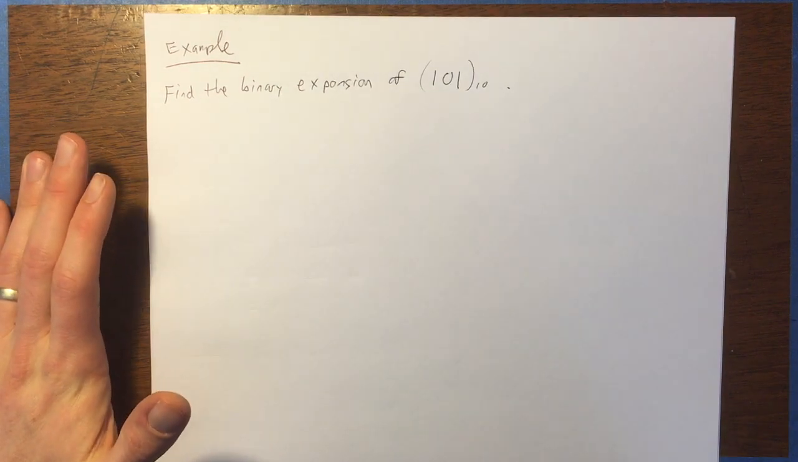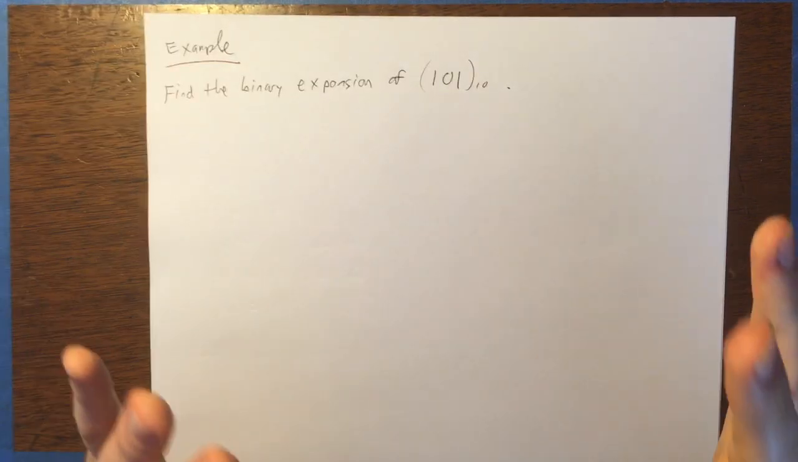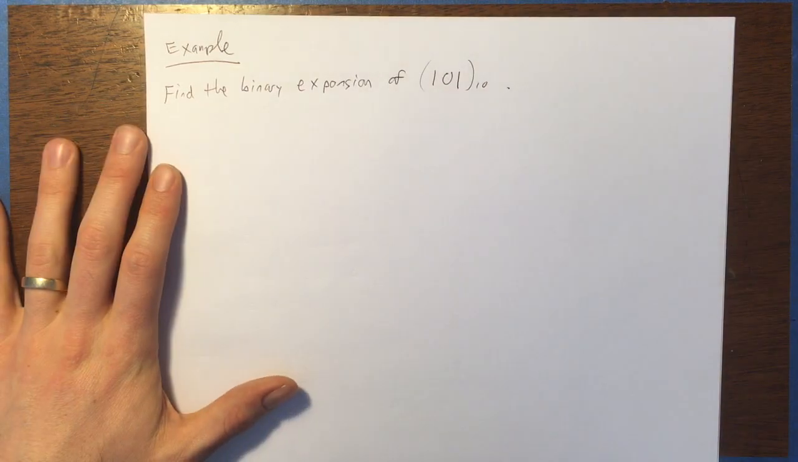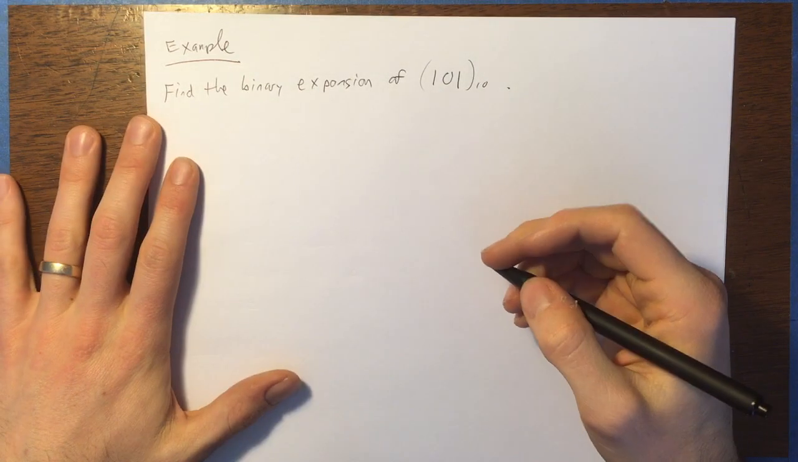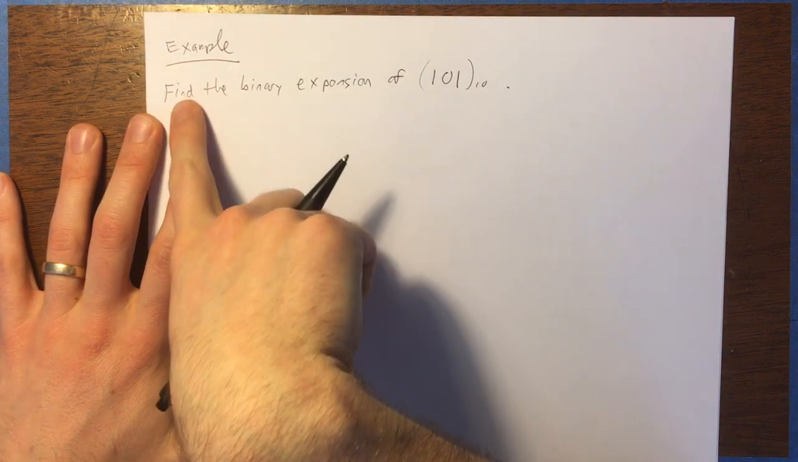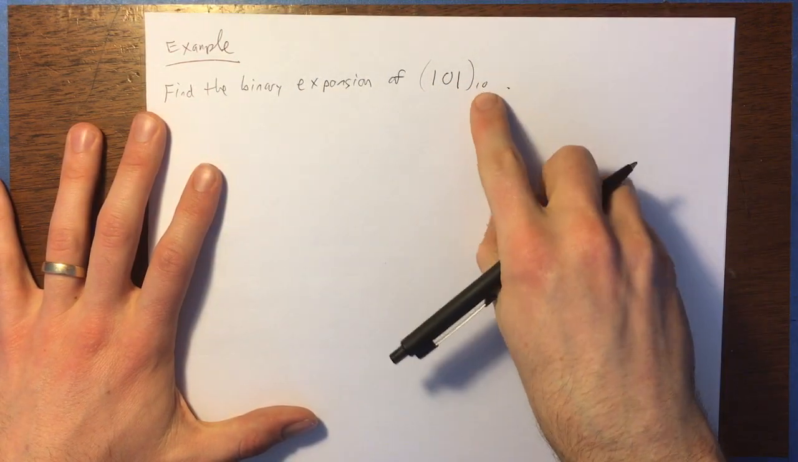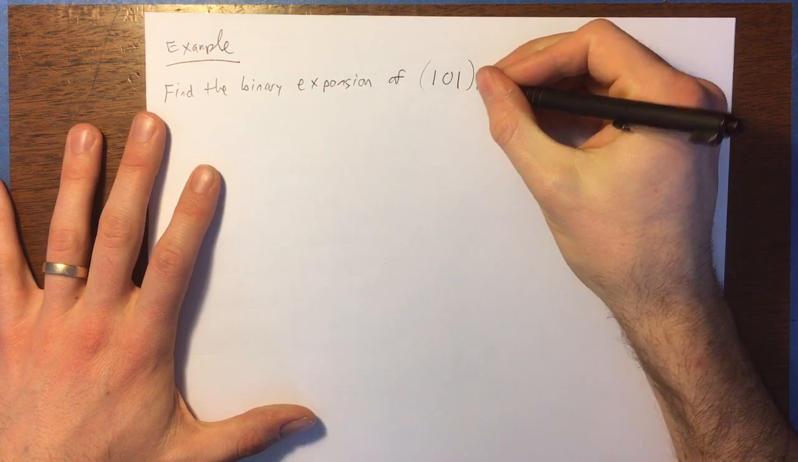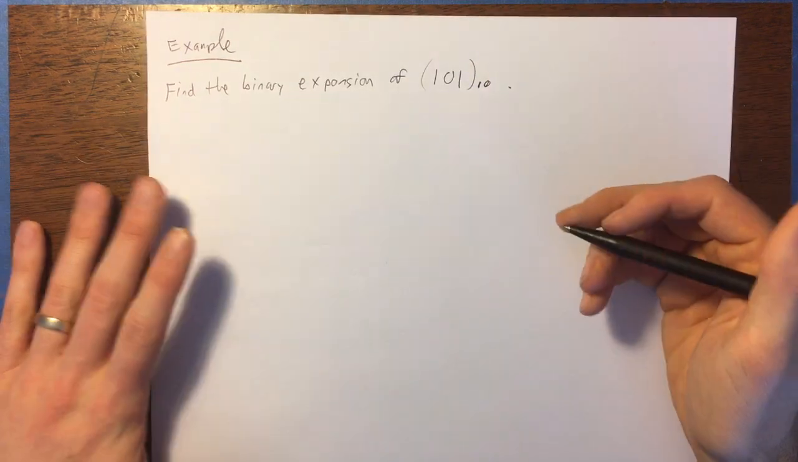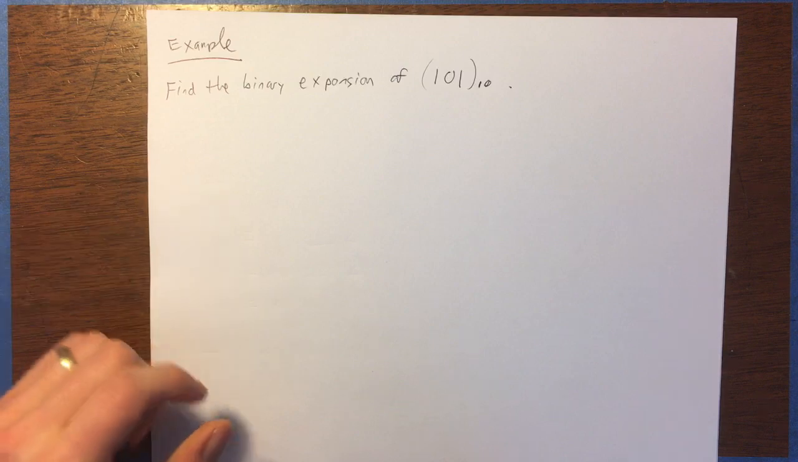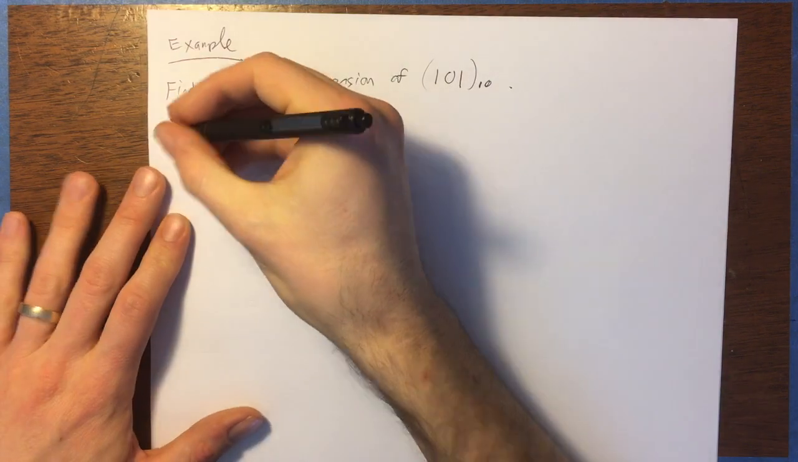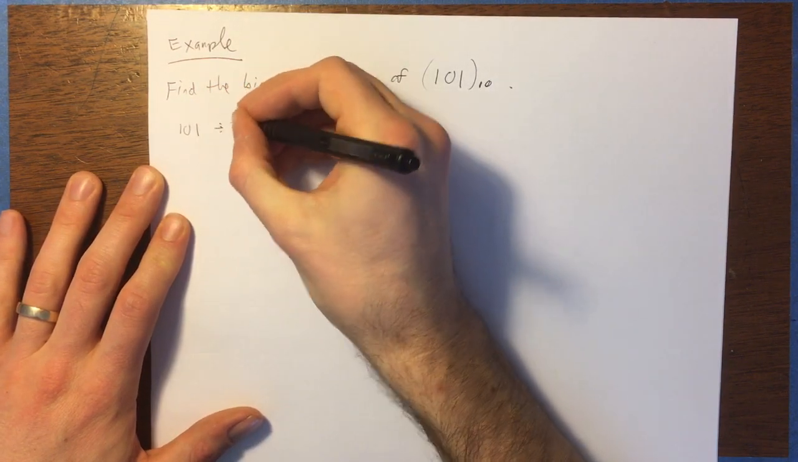All right, let's run through an example of performing that algorithm that we just developed in the last video. We're going to find the binary expansion of 101, which we're interpreting as base 10. So 101 in base 10. Want the binary expansion? Well, the first thing we want to do is 101 divided by 2.